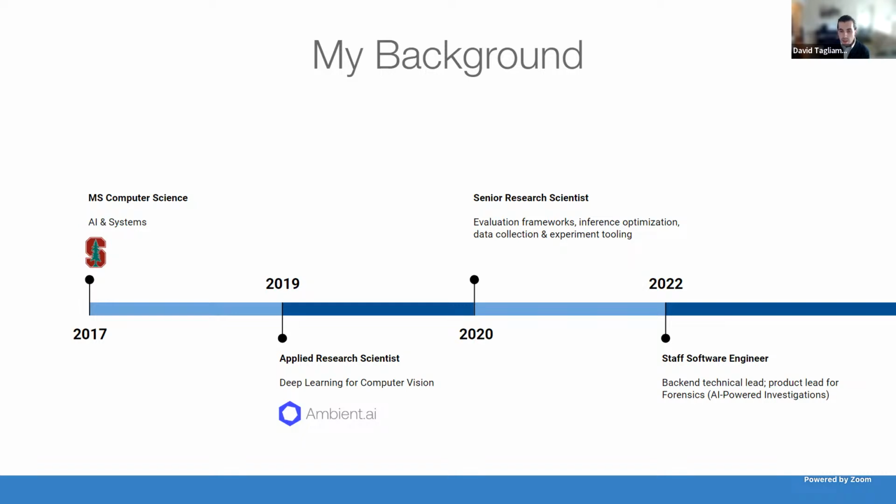Within a year, I was still working as a research scientist, but my focus shifted a little bit, started working on evaluation frameworks, inference optimization, data collection, experiment tooling. So you'll see this intersection of AI and systems comes back into play here. And it was during this time that I worked on the system that I will be describing today. Realized that I really like back-end work in systems, and then in 2022 formally shifted over to a software engineering role, worked on a lot of back-end projects, and most recently lead our forensics product, which is an AI-powered investigation tool.